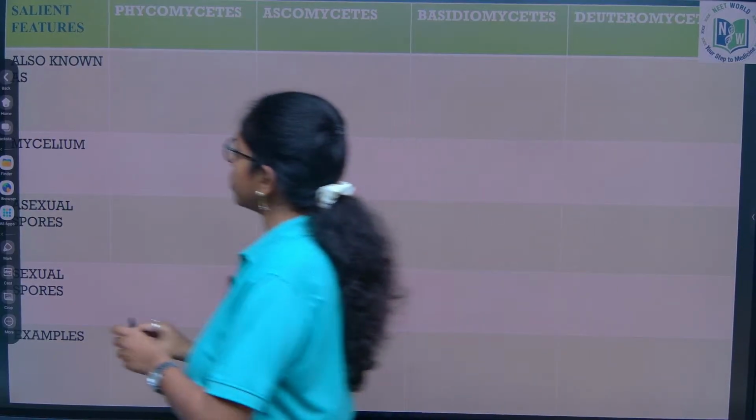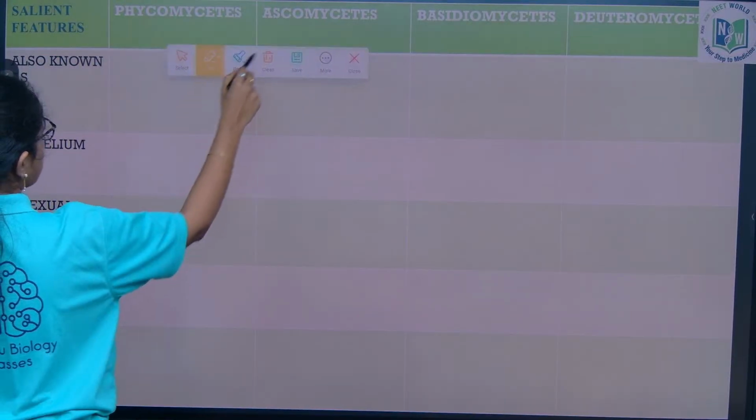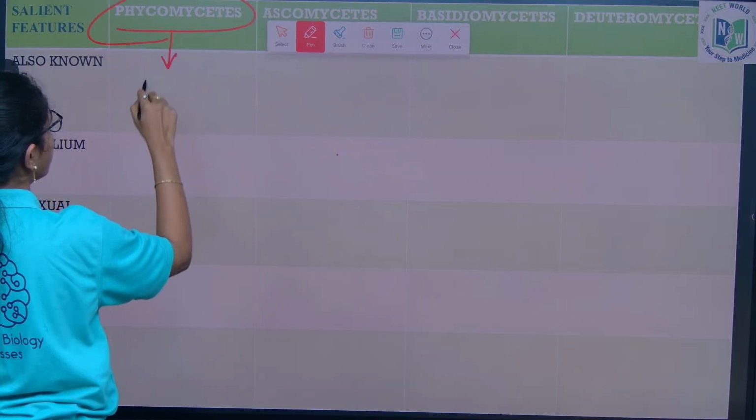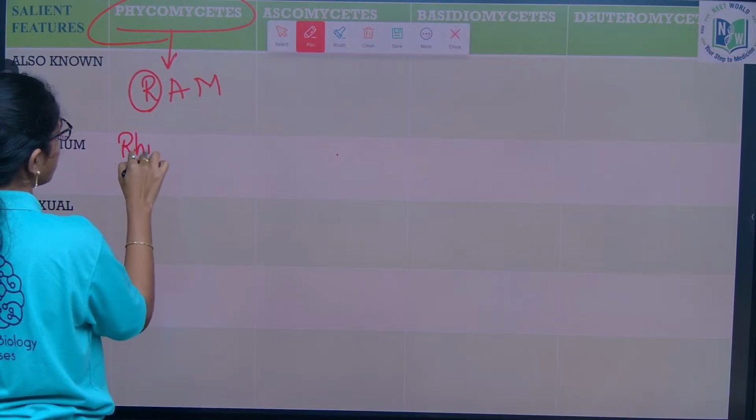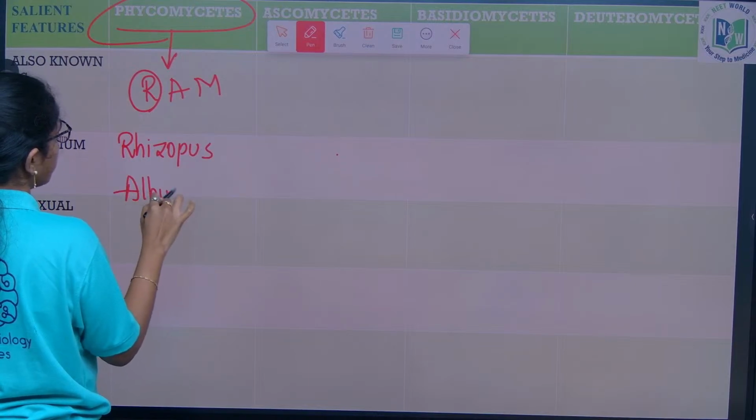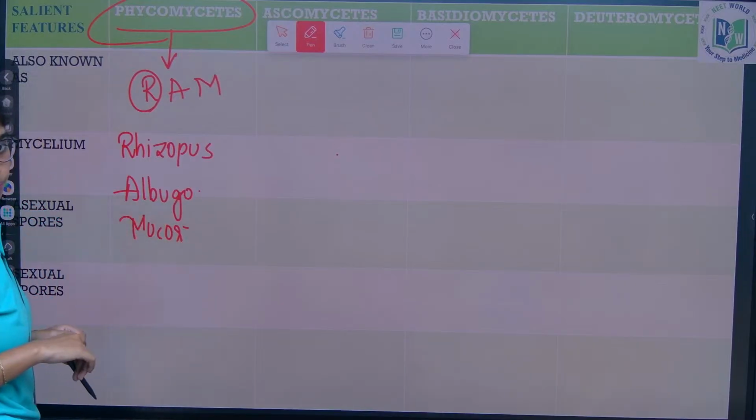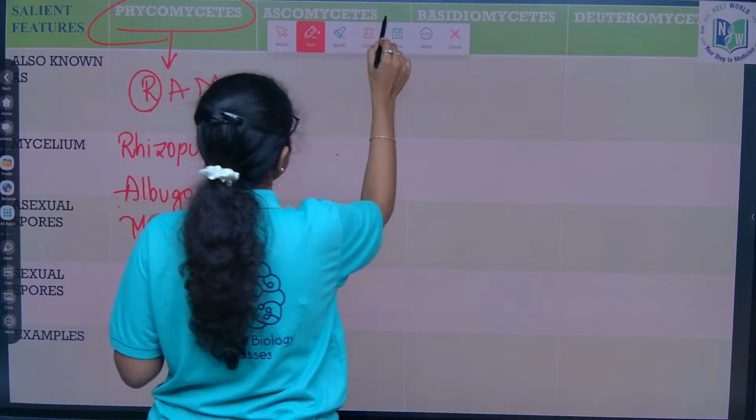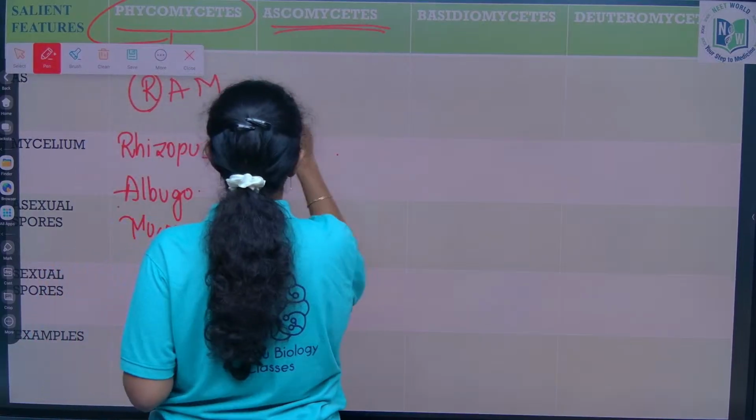What are the examples of phycomycetes? Rhizopus, Albugo, Mucor. Rhizopus and Mucor are zygomycetes, and Albugo is an oomycete. Ascomycetes examples, you tell me. Only yeast.